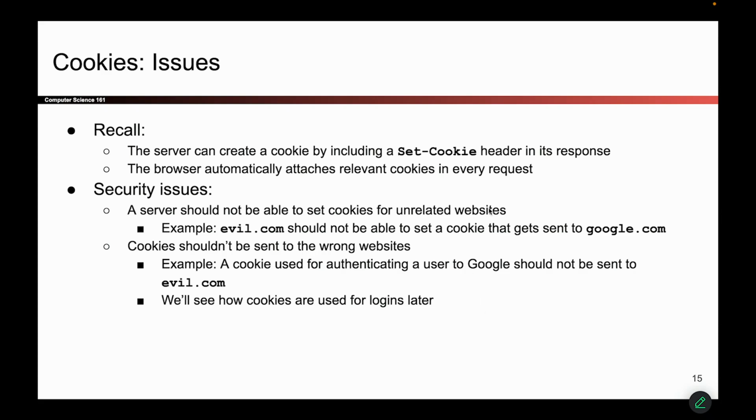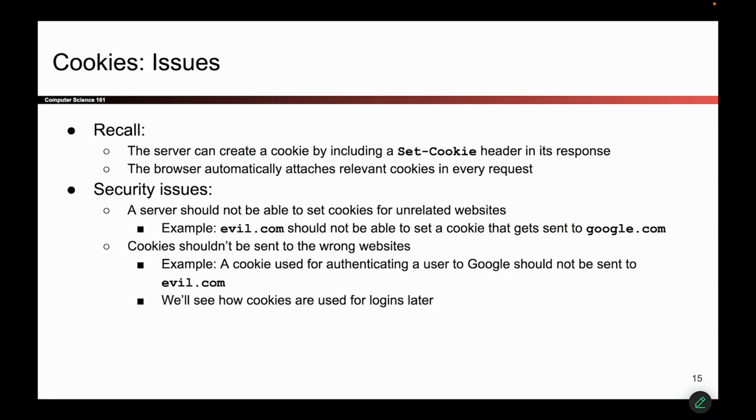And the browser will store that cookie and automatically attach it in future requests. So that's the most common way to use cookies. The server makes it, sends it to you, the browser, and then the browser stores it in the cookie jar and attaches it on every relevant request. Now, if we stop there, we have a couple of security issues. We have access control issues.